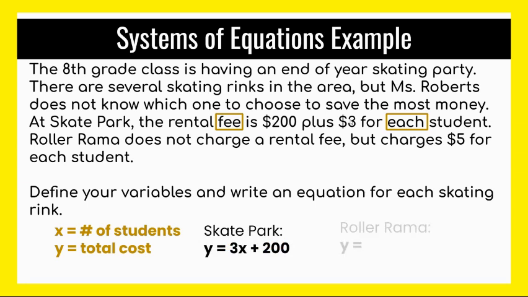Now let's do the equation for Roller-Rama. I see again the word each, and that tells me my slope is going to be 5. So y equals 5 times x. The slope is not 5x, it is 5, because the slope is always multiplied by the variable. Now I see does not charge a rental fee. If they're not charging a rental fee, I don't have anything to add on top. So the equation for Roller-Rama is y equals 5x.